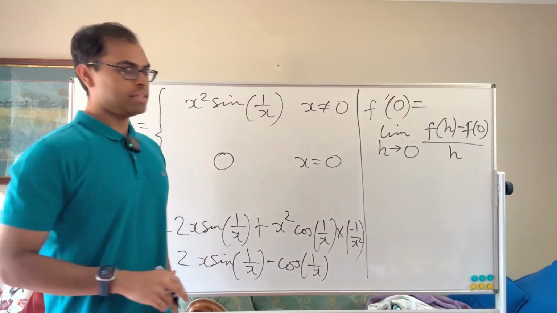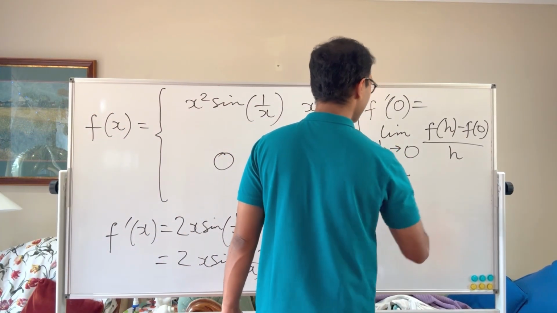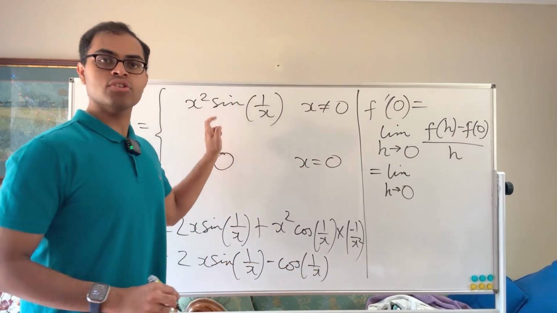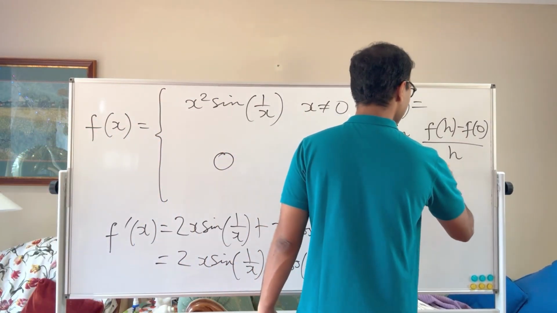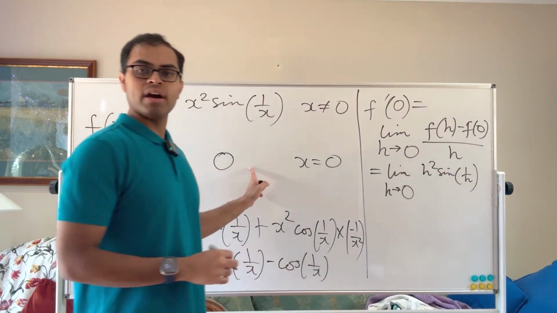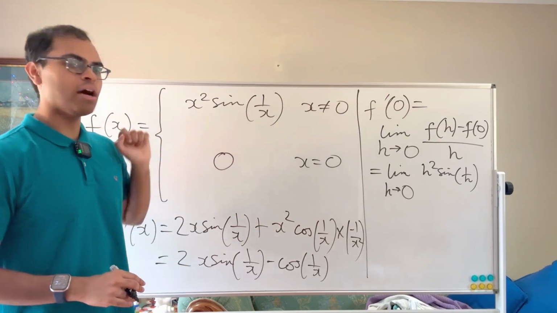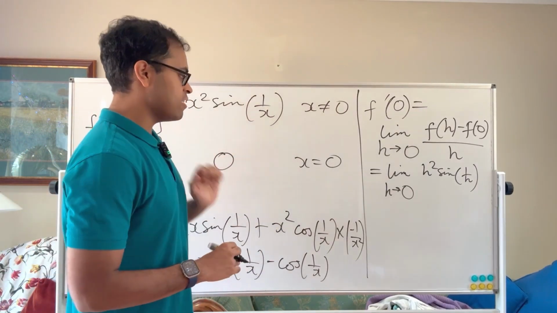Now we can plug in what f is into this formula. So we get the limit as h goes to 0 of f of h, which is h squared sine 1 over h, minus f of 0, which is just 0, all divided by h. That is the piecewise definition. We have to define f to be 0 at 0 because the formula won't work for x equals 0, so we have to define f piecewise.